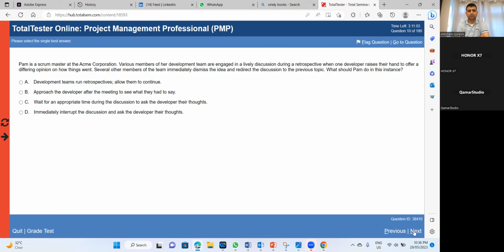Various team members of the development team engage in lively discussion during the retrospective when one developer raised their hand to offer a differing opinion on how things went. Okay, so development team runs the retrospective, allow them to continue, approach the developer after the meeting, wait for the appropriate time. I think it is better to check immediately: interrupt the discussion and ask the developer their thoughts.